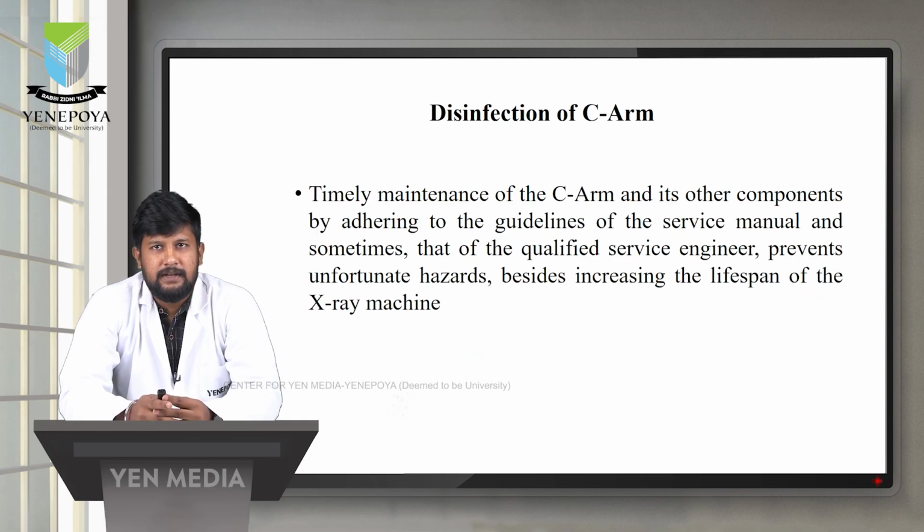Timely maintenance of the C-arm and its other components, by adhering to the guidelines of the service manual and sometimes that of a qualified service engineer, prevents unfortunate hazards, besides increasing the lifespan of the X-ray machine.